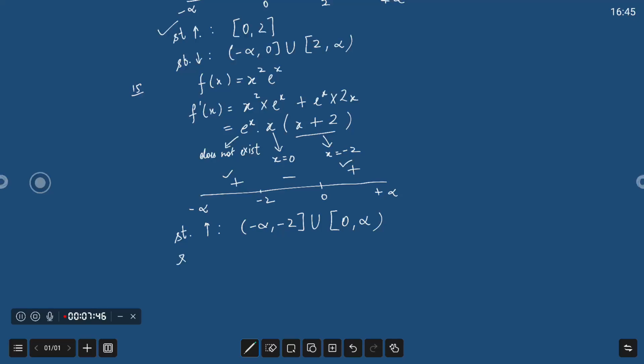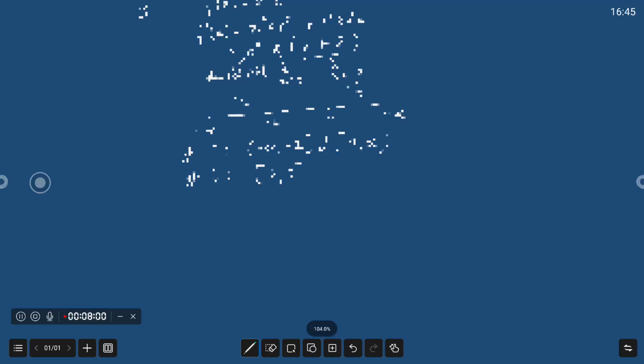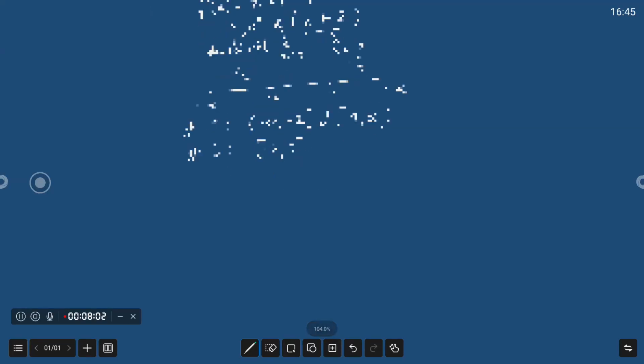And it is strictly decreasing in which interval? Minus 2 to 0. Okay? Clear? Okay. Now the last question of this exercise. Question number 16.